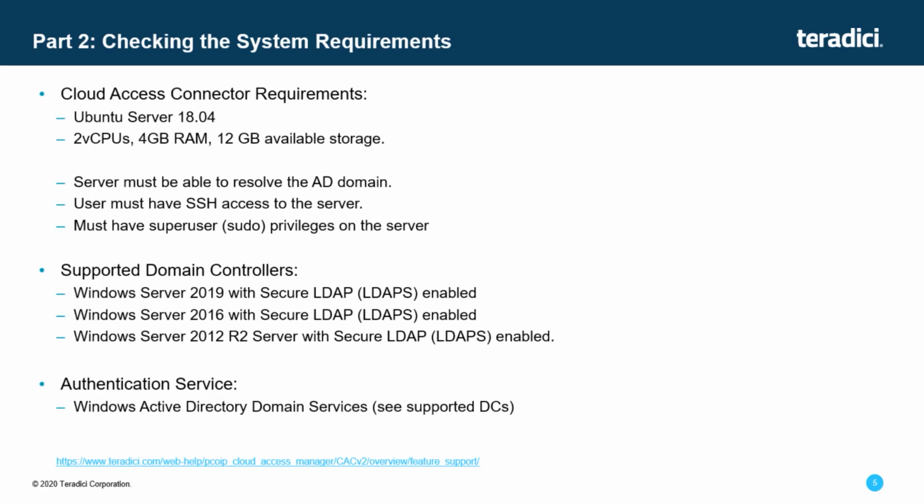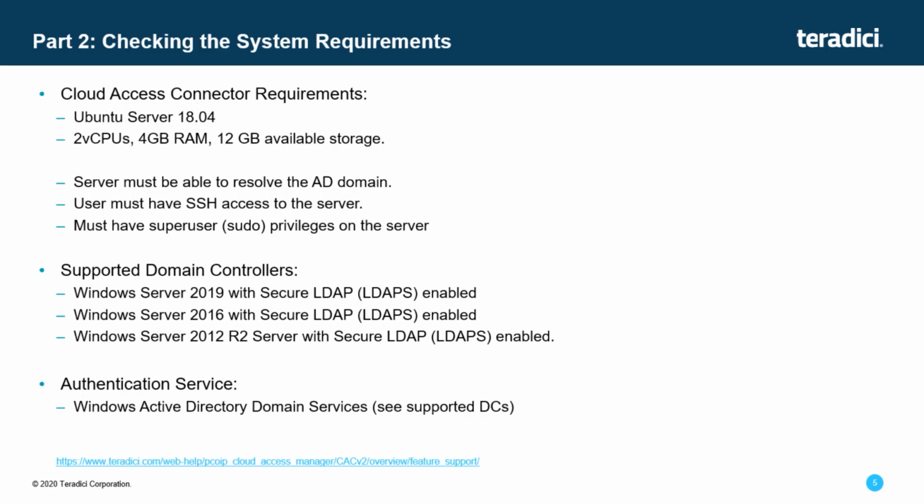Now we will move on to part 2, checking the system requirements. In this next section, we will cover the prerequisites for the Cloud Access Connector, which includes supported domain controllers, authentication services, cloud access software requirements, supported browsers, and required external connections necessary to install the Cloud Access Connector.